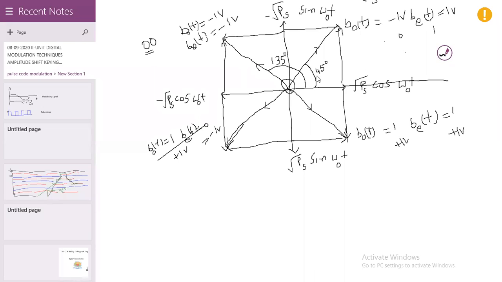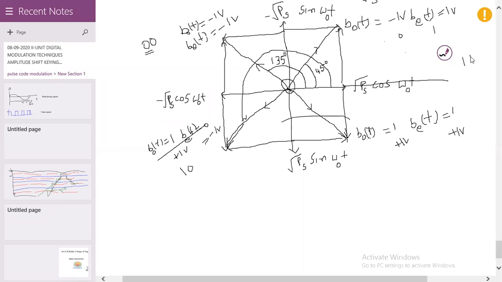Then this is a 1 0. If the symbol is 1 0, the carrier phase angle, again, to 135 we have to add 90 degrees. Here we can indicate that this is an angle, 135 plus 90, which is 225. This angle is 225 degrees.